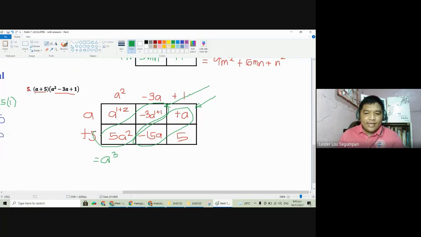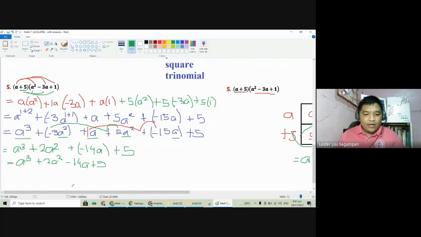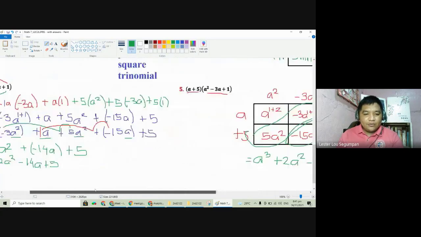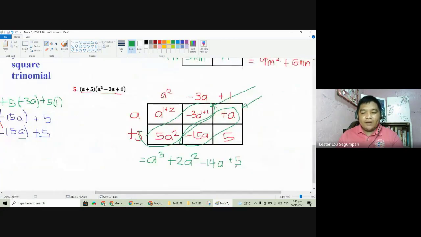Therefore, the result here will just be simply a cubed. Then you add this diagonally: 5 minus 3 is positive 2a squared. And you have negative 15 plus 1 is negative 14a. And you have here the remaining term, which is 5. Take note, we have the same result here: a cubed plus 2a squared minus 14a plus 5.